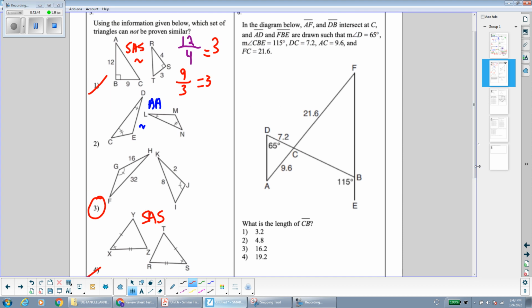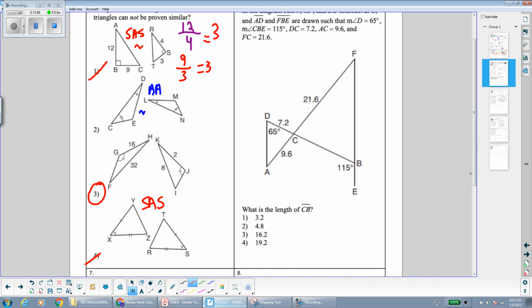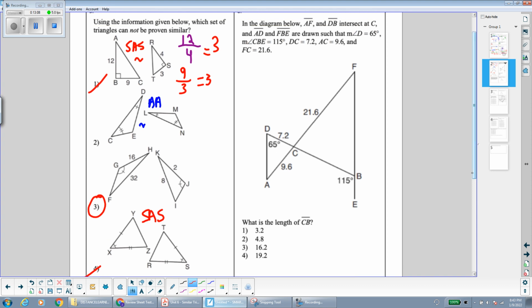In the diagram below, AF and DB intersect at C, and AD and FBE are drawn so that the measure of angle D is 65 degrees, angle CB is 115, DC is 7.2, AC is 9.6, and FC is 21.6. And luckily, they labeled everything for us in the diagram already, which is really nice. So it says, what is the length of CB?